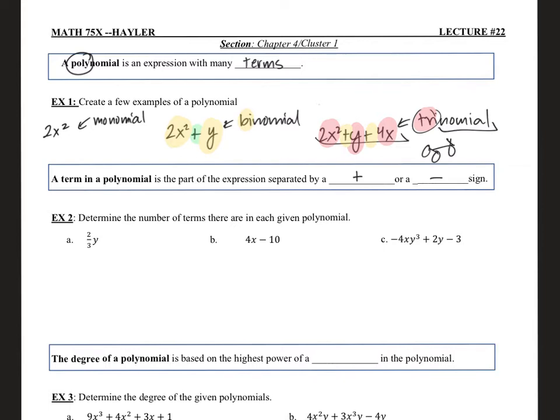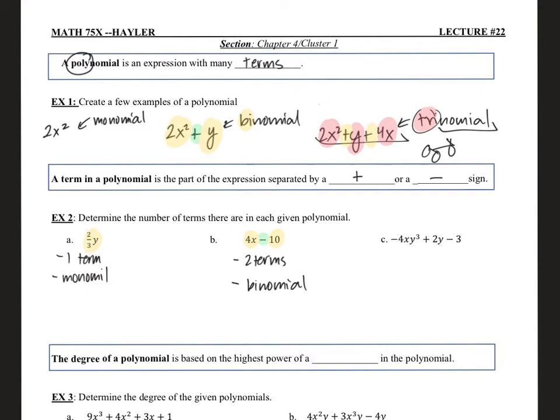Alright, so for example 2, we're going to determine the number of terms in each given polynomial. Go ahead, pause the video, and try to name these and determine how many terms there are in each. Okay, so let's take a look. Well, this one, there is no plus or minus, it's just this one term. So this would be a monomial. So one term, monomial. The second one, we have that minus sign, which gives us those 2 terms, 4x and 10. This is 2 terms, hence it is a binomial.